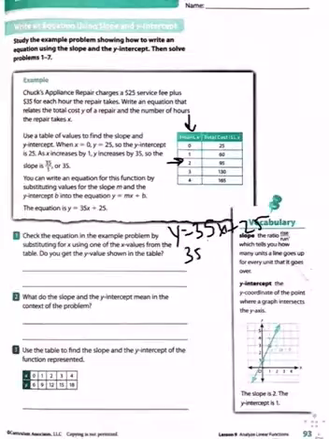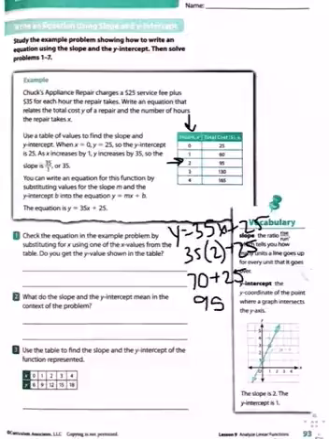So I'm going to do 35 times 2 plus 25. 35 times 2 is 70. 70 plus 25 is 95. If you look, 95 is the correct answer, and so yes, the y value matches.